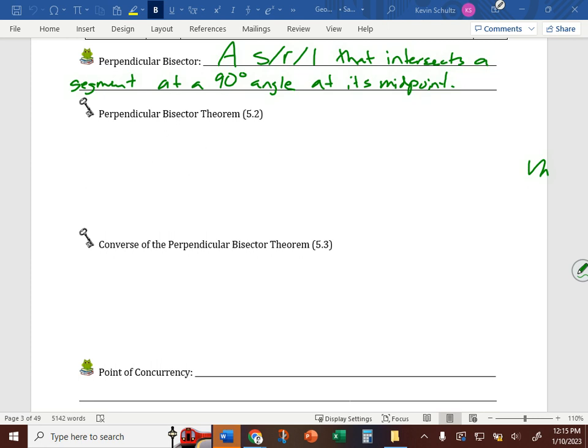So the perpendicular, that's that 90-degree angle part. The bisector part, that is the midpoint part. Okay. Lexi, quickly, yes.